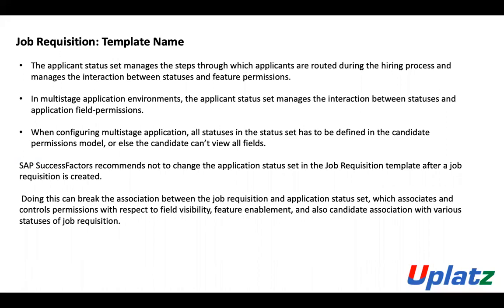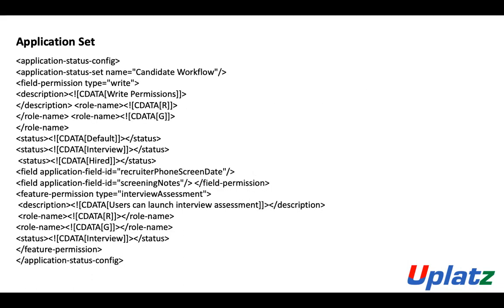We have been talking about the job requisition template name and all the parameters. I hope it gives you a good understanding of it. This is how the syntax of an application status set looks, and you can see the structure here.